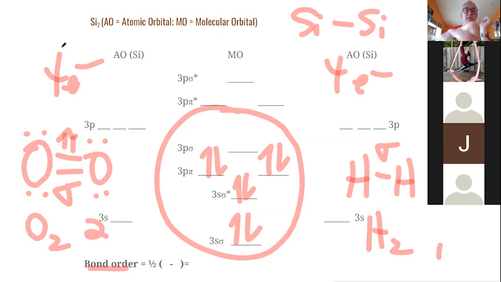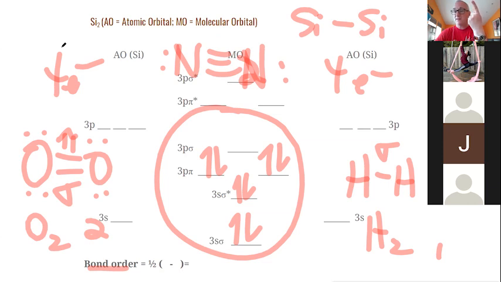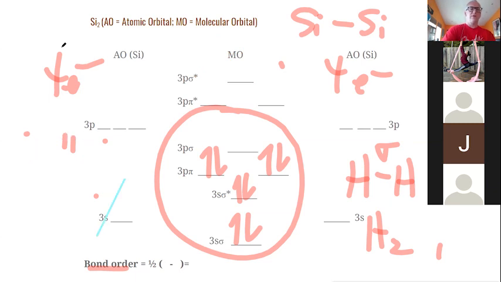And if I have nitrogen, it has one sigma, and how many pi bonds would it have? Two. So it has one sigma and two pi bonds. So what's its bond order? Three, exactly.